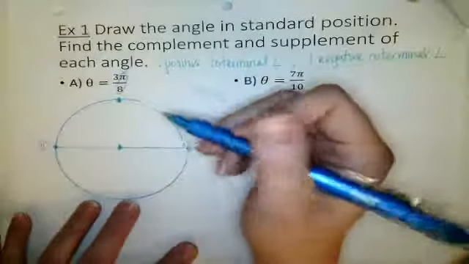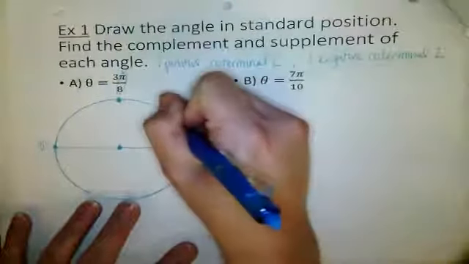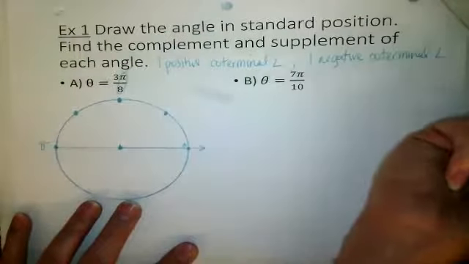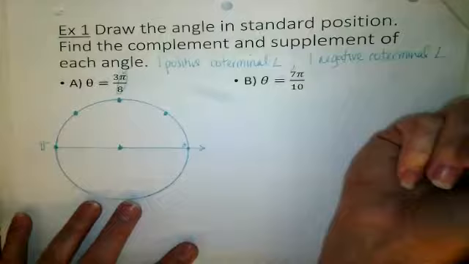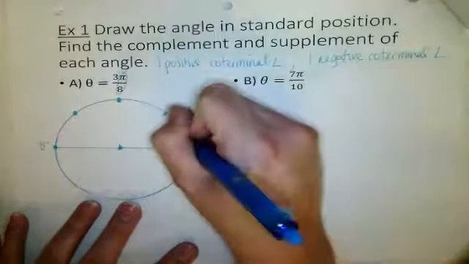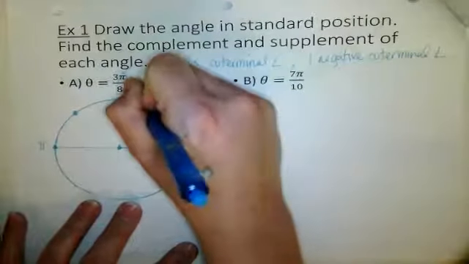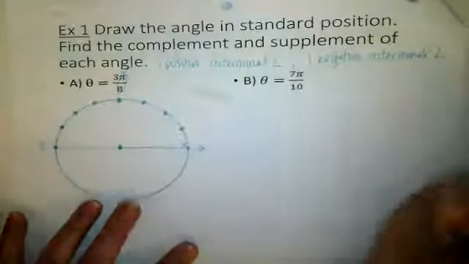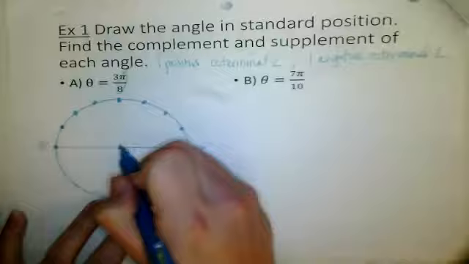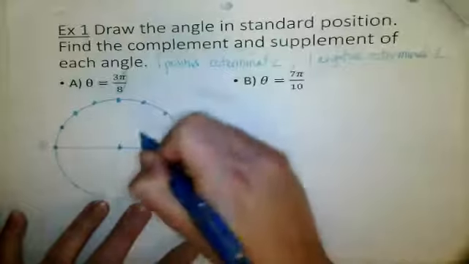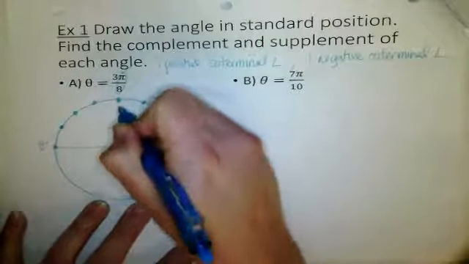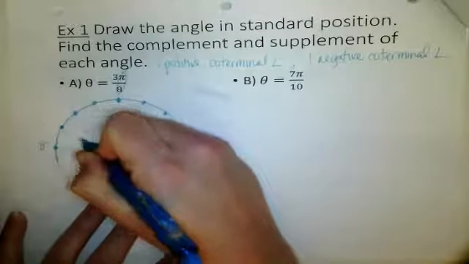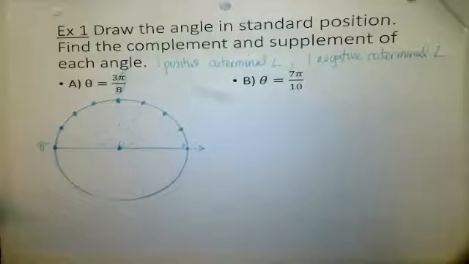And I've got to get 8. I'm going to split them in half again. Now how many wedges do we have? 4. What do we need to do to get 8? Split those in half. Okay, so you can see that there's 1, 2, 3, 4, 5, 6, 7, 8 wedges.